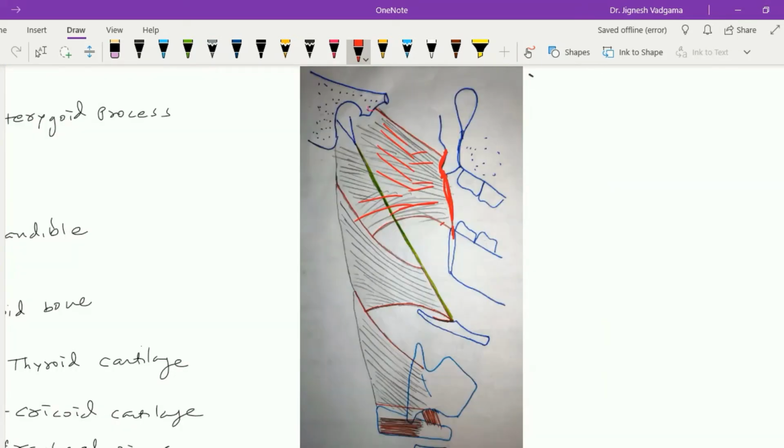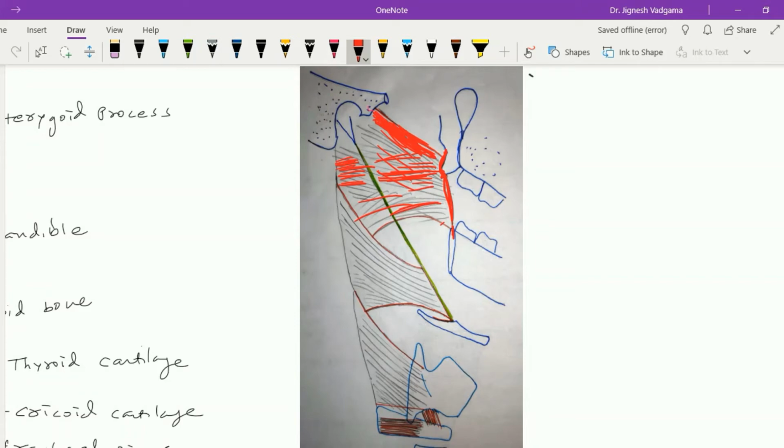Now after taking origin, this superior constrictor muscle has three types of fibers. Out of them, the upper fibers pass straight upward and attach to the pharyngeal tubercle itself, while the middle fibers pass horizontally and insert into the median fibrous raphe, which is actually formed by the overlapping of the opposite-sided constrictor muscles in the midline, and which extends from the pharyngeal tubercle above to the lower border of the cricoid cartilage below.